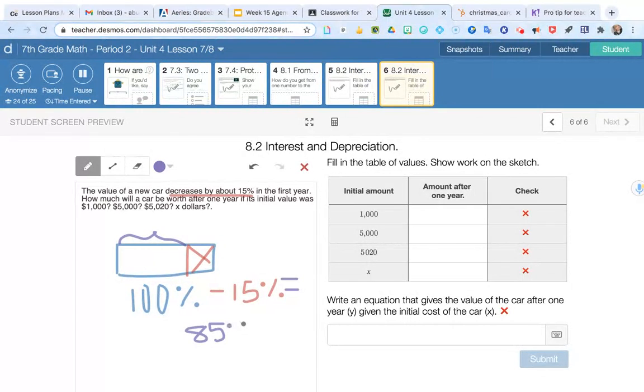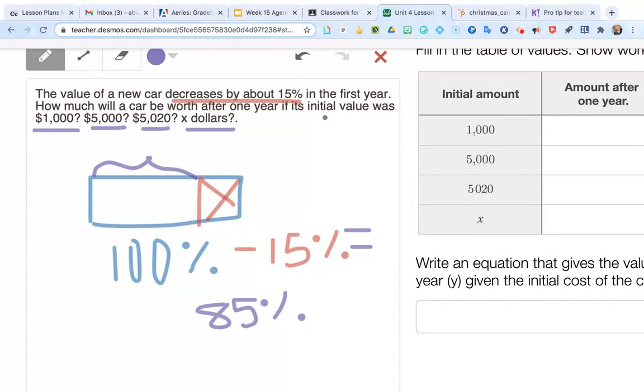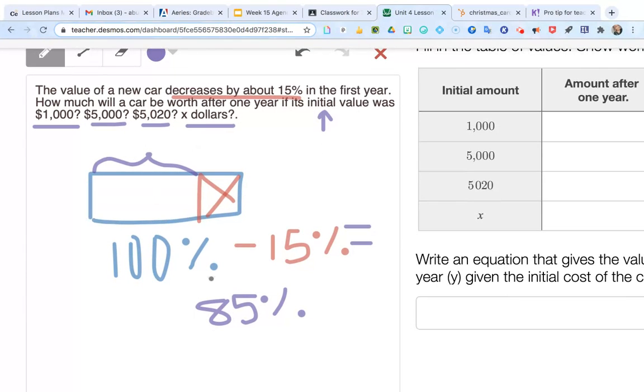So I'm going to take these initial amounts, 1,000, 5,000, 5,020, and X. I'm trying to find the percent of those numbers, so I need to multiply. Percents are like proportions, so we're multiplying, unless we are given not the original. So these are the initial, so these are the original, so multiplying works. Since I'm given the original initial, multiplying works.